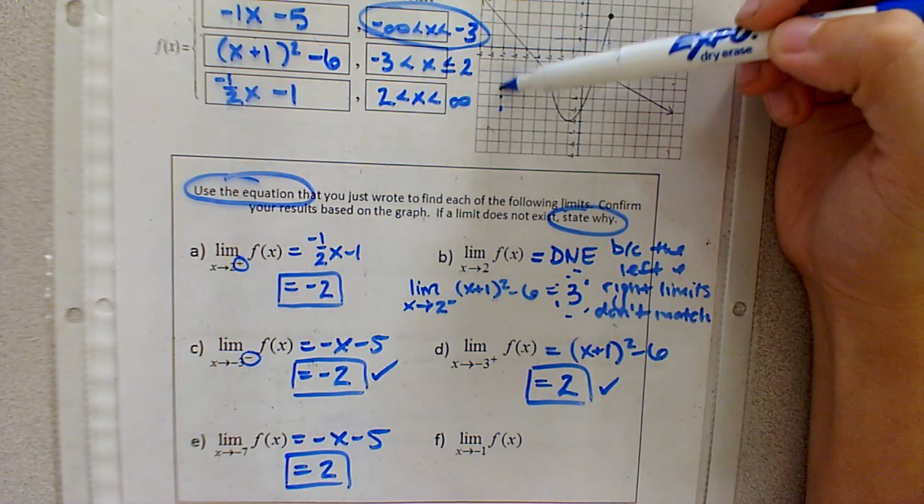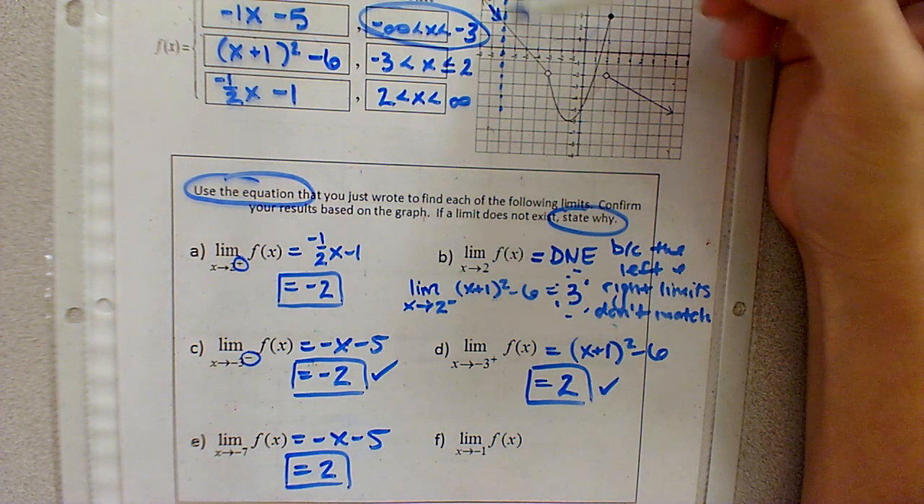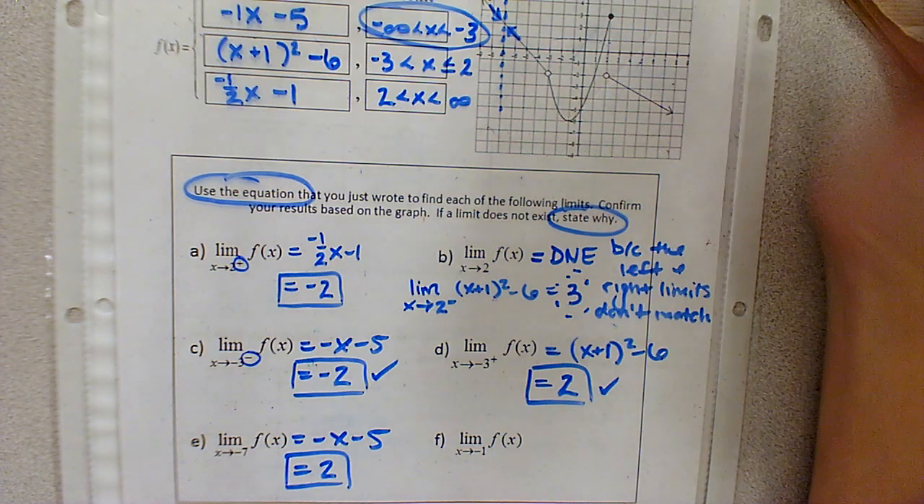Okay, just to confirm on the graph, because I almost made an oopsie, there's -7, come in from the left and the right, and we approach 2.